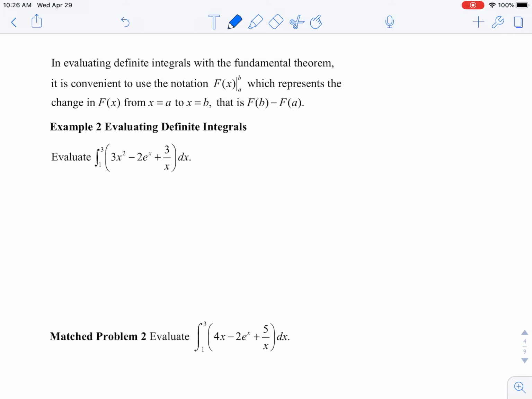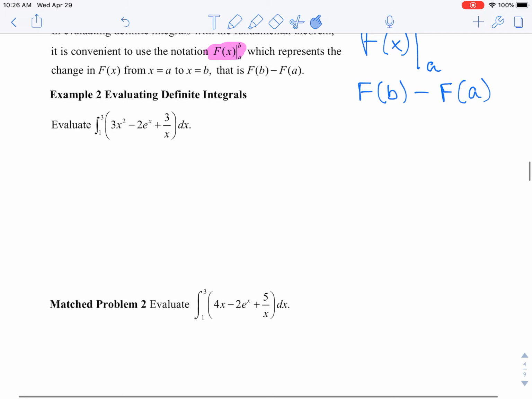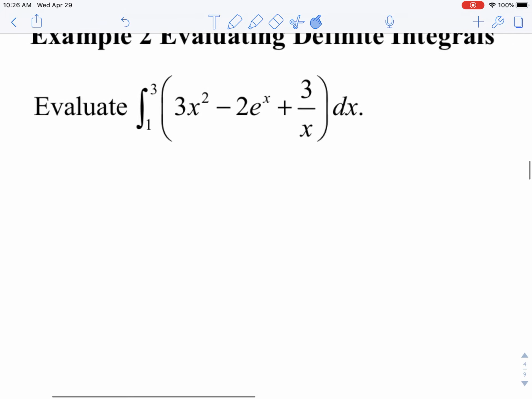Evaluating definite integrals. I just want to show you the notation that is used when we are evaluating an integral from a to b, and it's this notation right here, where the capital F is the antiderivative, and then we use the bar from a lower limit to b. And that means that we take the higher limit minus the lower limit.